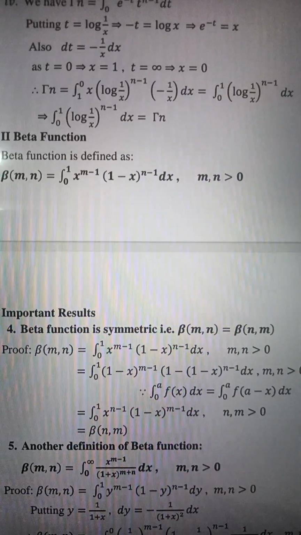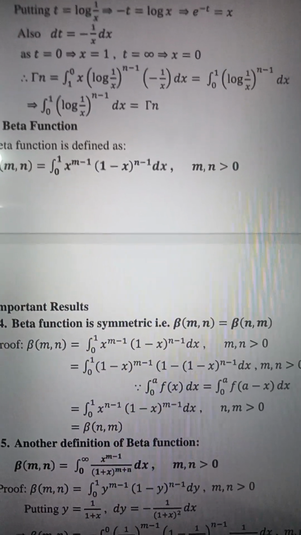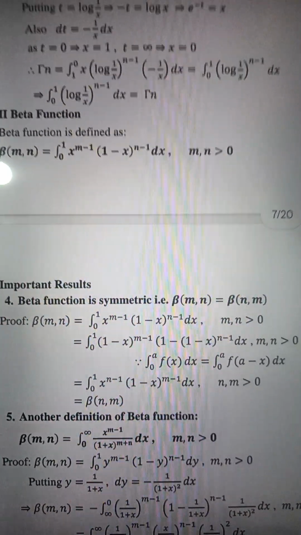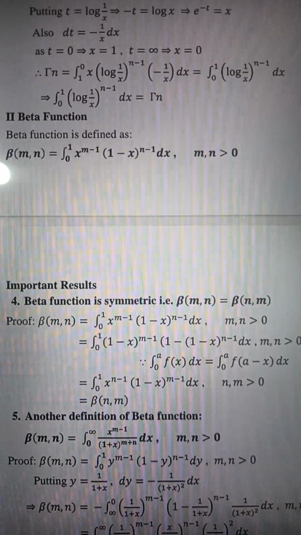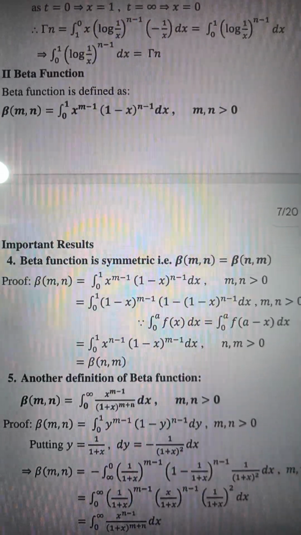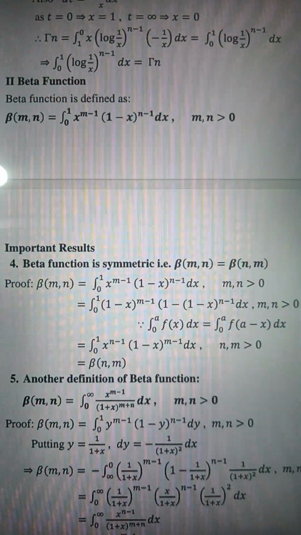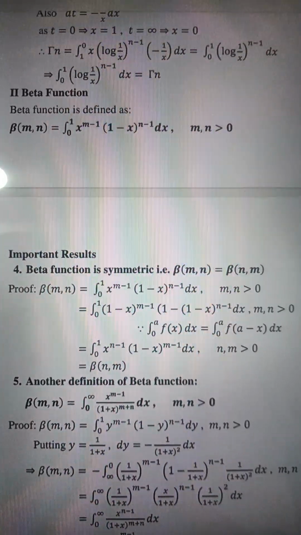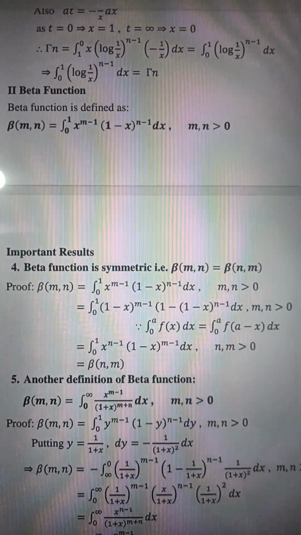Hello everyone. Today we will discuss beta functions. In my last video, we completed gamma functions and some results including some examples. In this video, we are going to discuss beta functions, some important results and some examples.